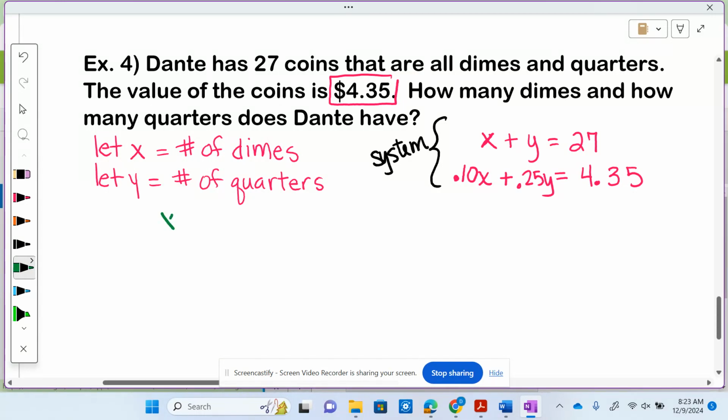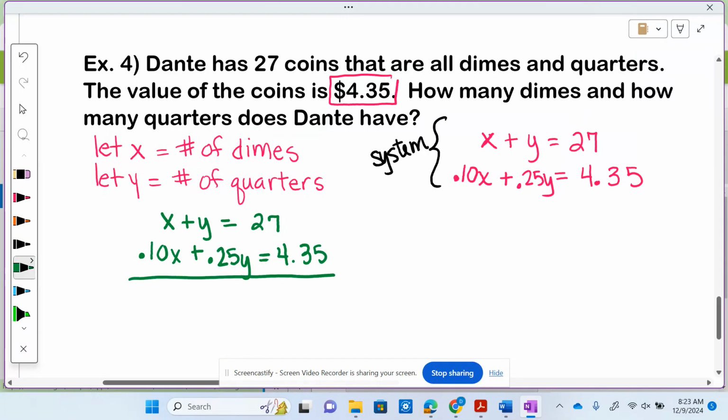So I'm going to rewrite both equations really fast. X plus y equals 27 and 0.10x plus 0.25y equals 4.35. We typically don't like working with decimals, do we? Decimals are kind of tough. So what could we multiply that bottom equation by to get rid of all the decimals? Or to move all the decimals?